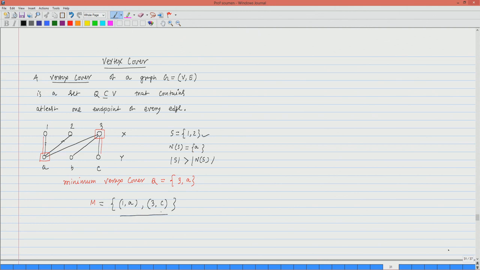Before I move to Konig's theorem, let me just give one more definition which will be used in the theorem.